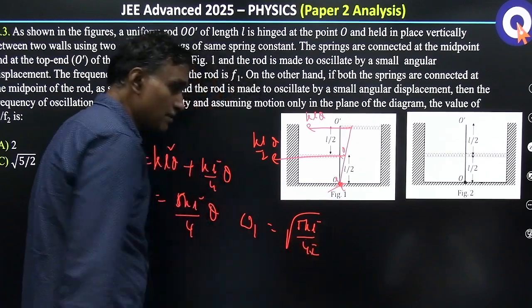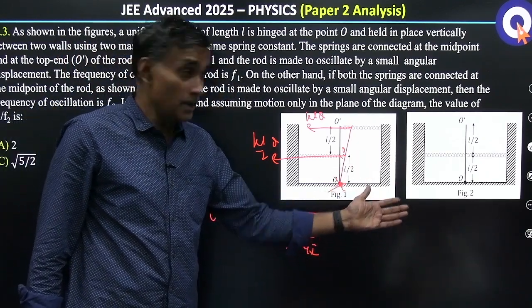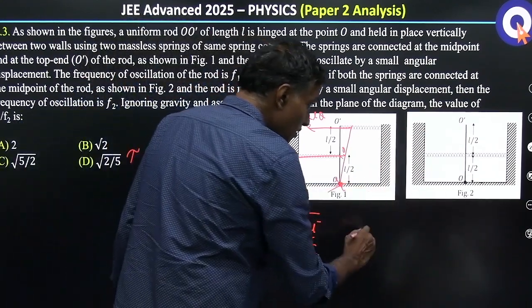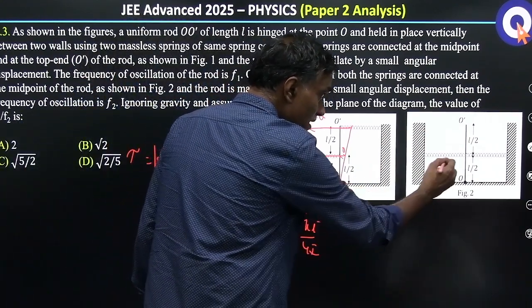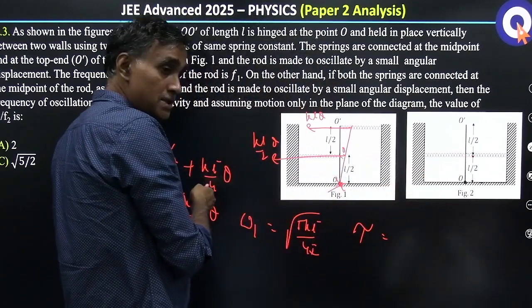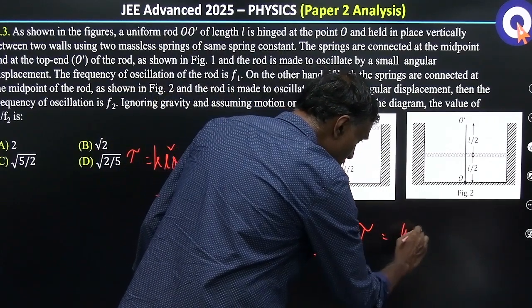I is ml square by 3, we can substitute, but not necessary anyhow because it is asking ratio, and if it is same rod, I anyhow does not change. Now in this case, what is torque? Both the springs are attached here only. So torque due to this is KL square by 4 into theta, the second term will get, second term into 2 will get, that's. So KL square by 2 into theta.